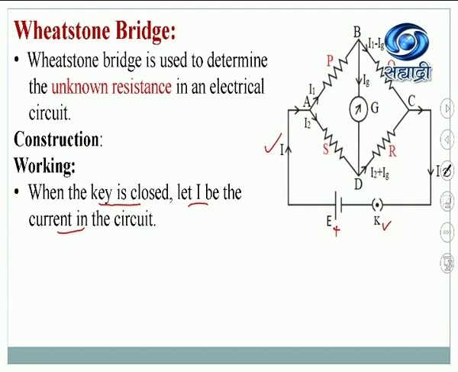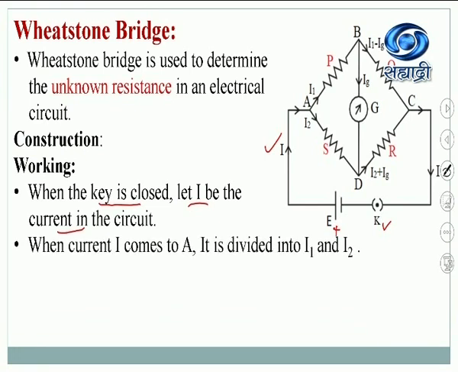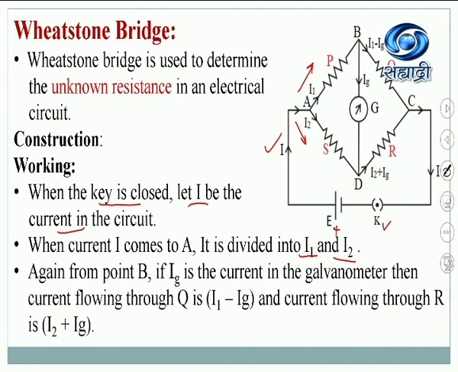Okay. So when this current I comes to this point A in the circuit, listen carefully and watch the circuit again. When current comes to A, it is divided into I1 and I2. See here, this is I1, this is I2. It is divided into two, I1 and I2.